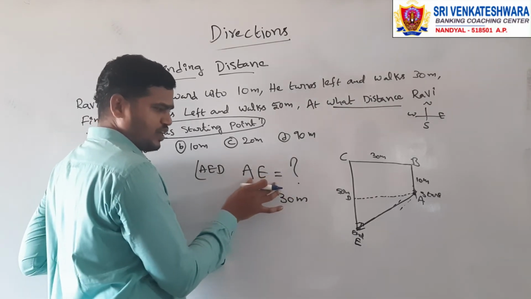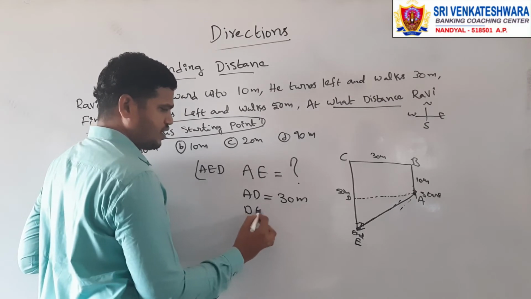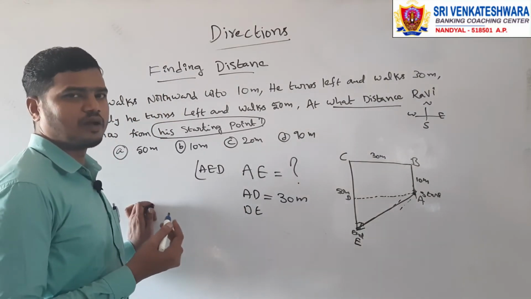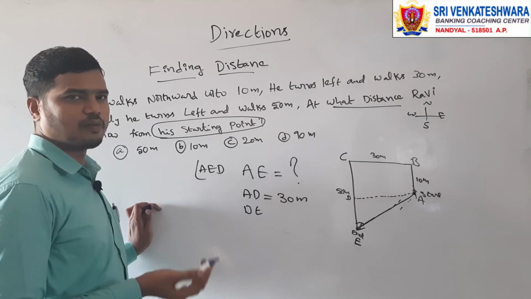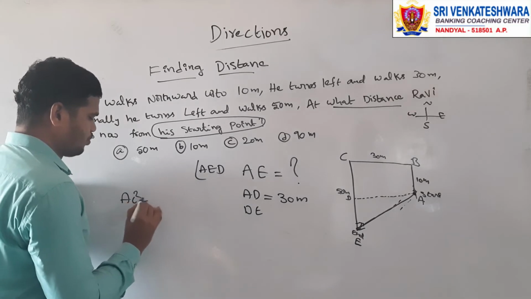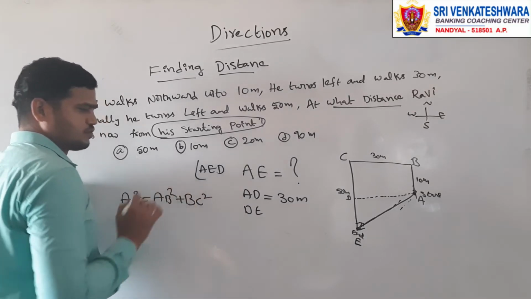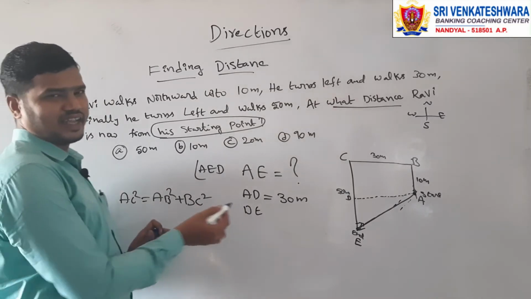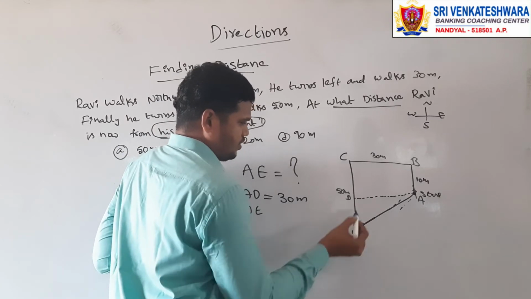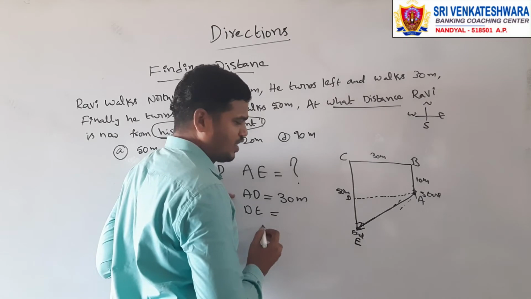We need to find out AE, but we don't have DE also. So how can you find DE? In mathematics, we have one formula called the Pythagoras formula. So what is the Pythagoras formula? AC square is equal to AB square plus BC square. But here we have only AD. So see, one clue is here. What is the clue? How can we find DE?